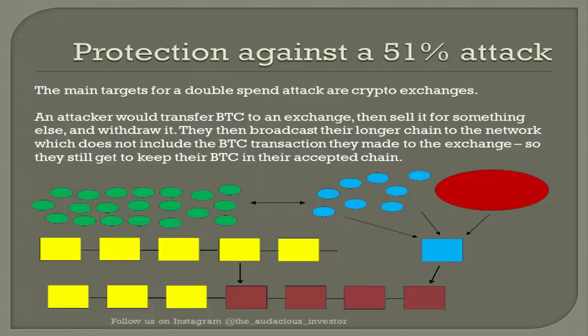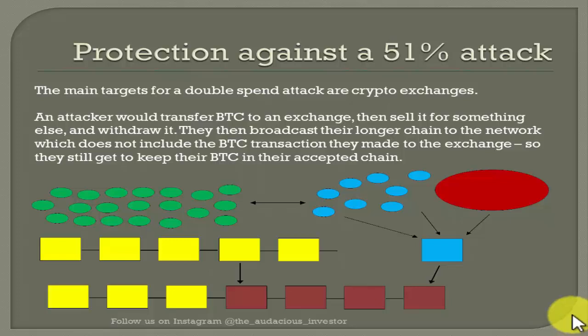They're going to know who you are. So your identity is going to be known if you even try to do something like that. And that's just one thing. And then there's other things as well that the exchange can take as precaution to protect themselves from 51% attacks. So it's just impossible to even think about trying to double spend Bitcoin because of how vast the network is at this stage. So what an attacker would do is they will transfer Bitcoin to an exchange, then sell it for something else and withdraw it.